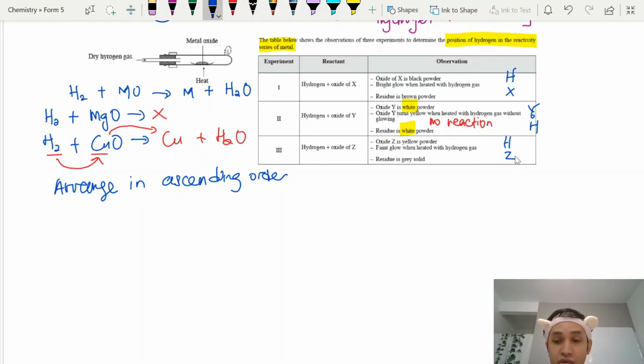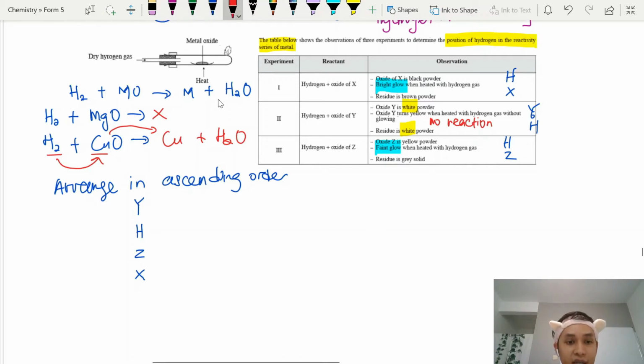Okay, so who is higher than who? Again, we are going to use the same thing. This is bright glow. This is faint glow. So remember, if it's more reactive, it means the metal is further from the hydrogen. Less reactive means it's nearer to the hydrogen. So in ascending order, the least reactive one will be X here, because X is further from the hydrogen. I'm going to put it vertically, easier for you to see: X, after X is Z, and then hydrogen, and then Y.